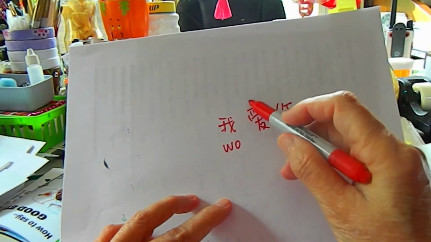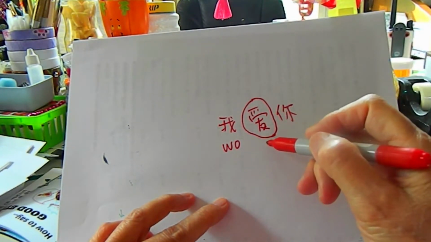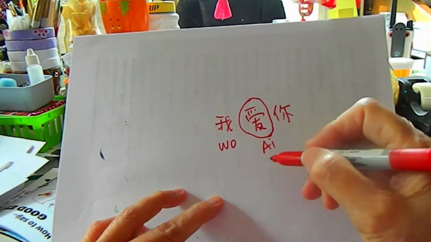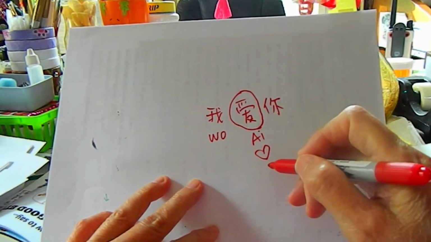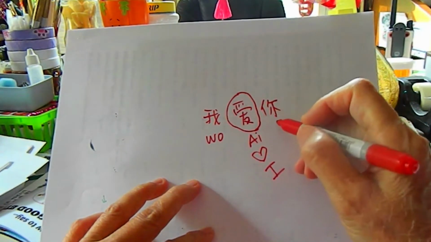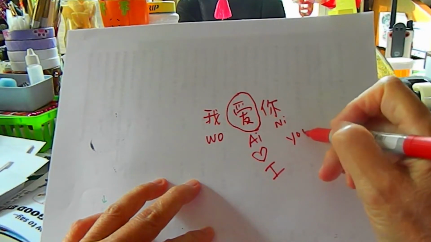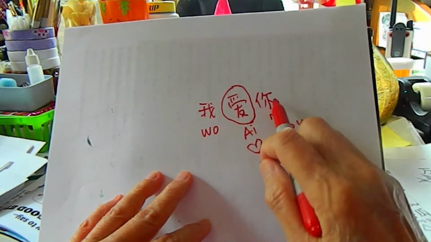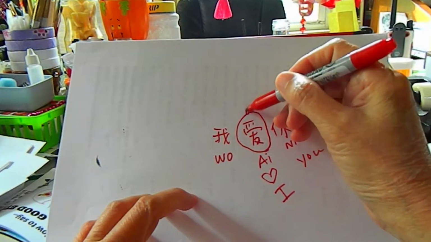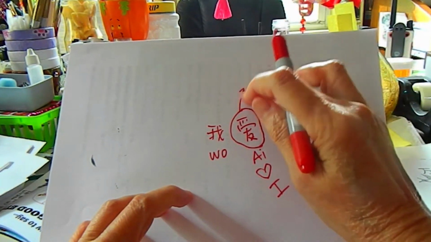So the first thing, the first lesson I'll teach you, you have to remember 我. 我 means I. So you can remember 我 as I. 我 means I, 你 means you. So if you remember 我爱你, you can refill this 我 with a different word.